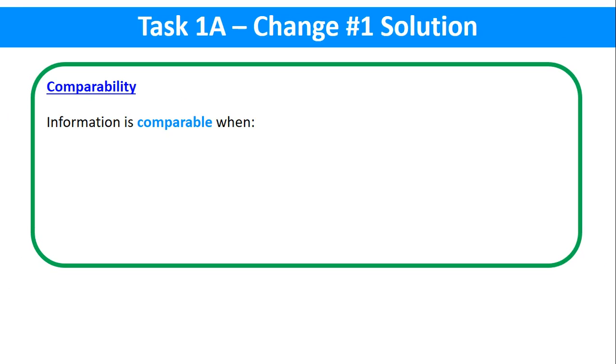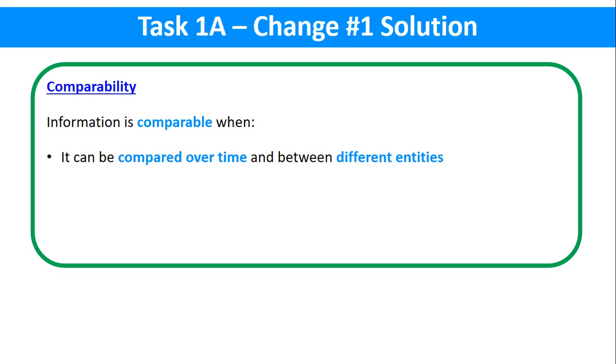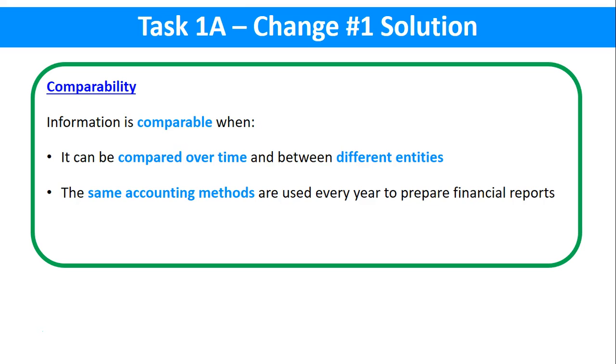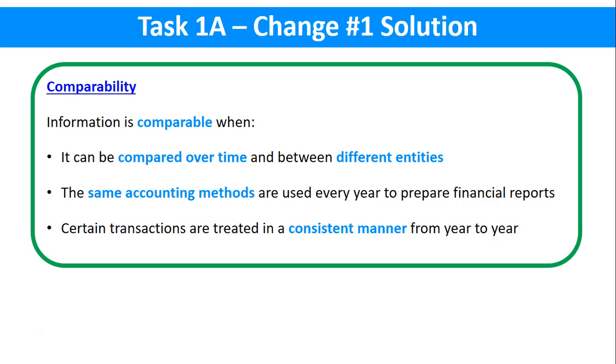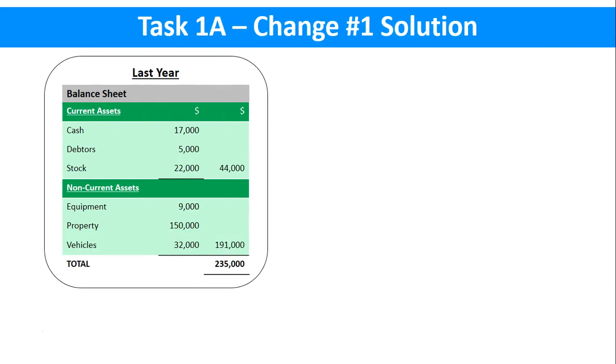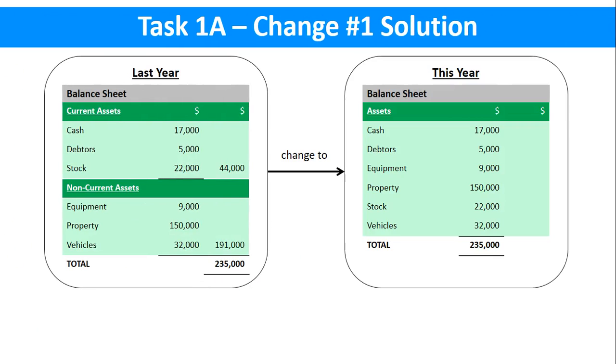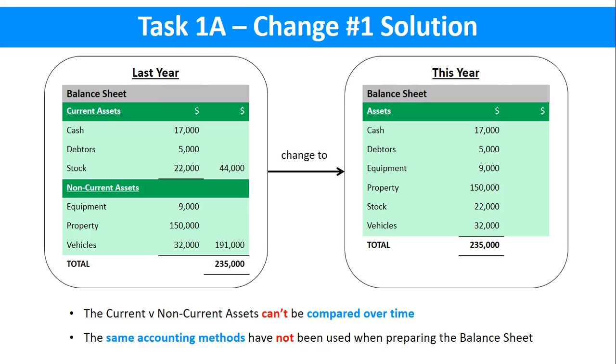It means that the information is comparable when it can be compared over time by using the same accounting methods every year to prepare the financial reports and treating certain transactions in a consistent manner from year to year. So going from current and non-current to just one giant section, that's a change that means we're not going to be able to compare over time. We can no longer look at current versus non-current this year, so that's not going to be comparable from one year to the next. The other thing is it's a different accounting method. We've gone from keeping them separate to combining them, so we haven't used the same accounting methods over time.